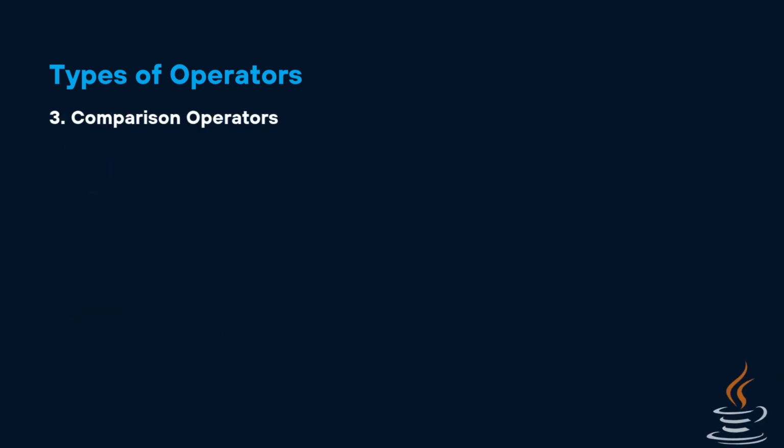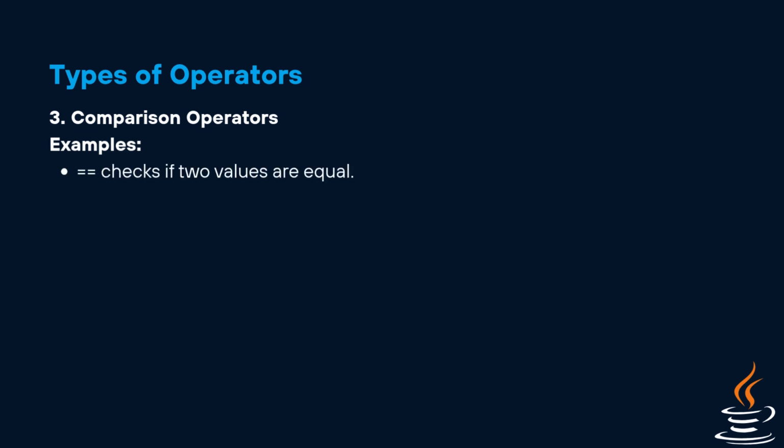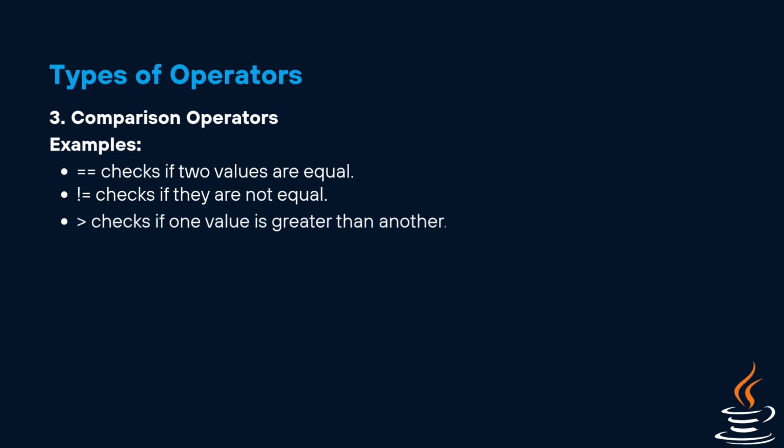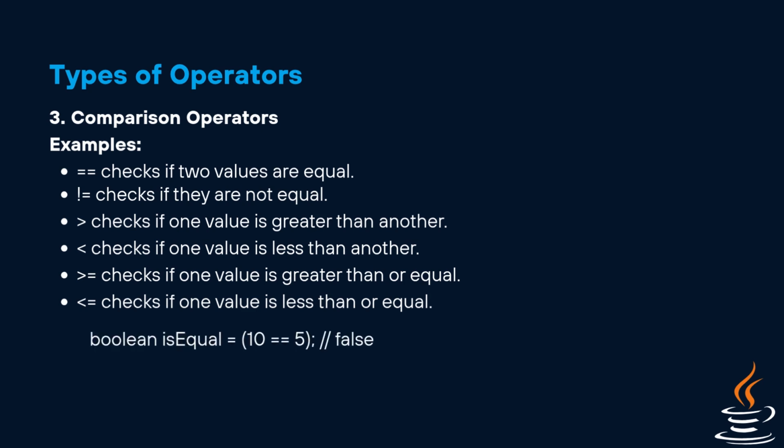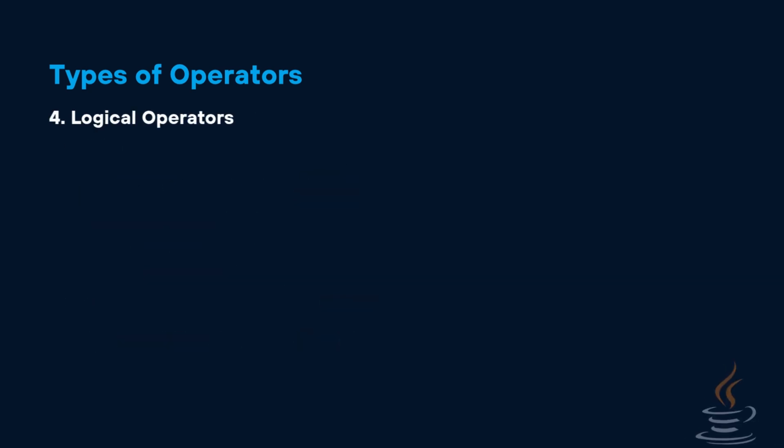Next up is comparison operators. Comparison operators help us compare values. They always give us a result of either true or false. Examples: this checks if two values are equal. This one checks if they are not equal. This one is used to check if one value is greater than the other, and this one to check whether a value is less than the other. This checks if one value is greater than or equal to, and this one checks if one value is less than or equal to. Here is an example.